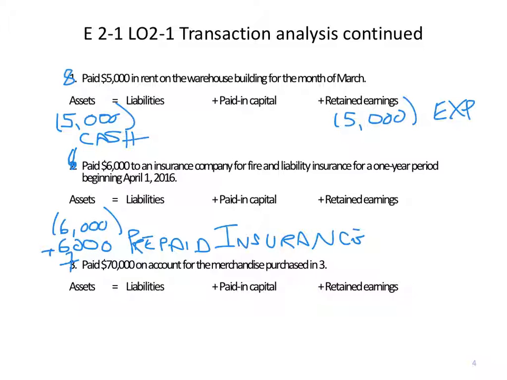Then in 7, they paid $70,000 on account for the merchandise they'd purchased. So their asset cash decreased by $70,000. But on the other side of my accounting equation, the accounts payable also decreased.